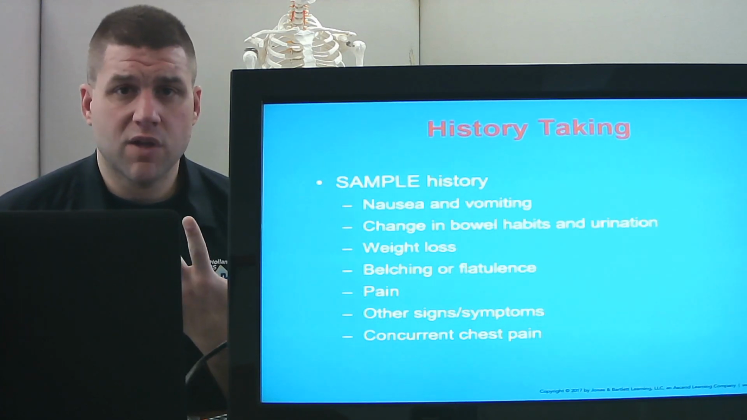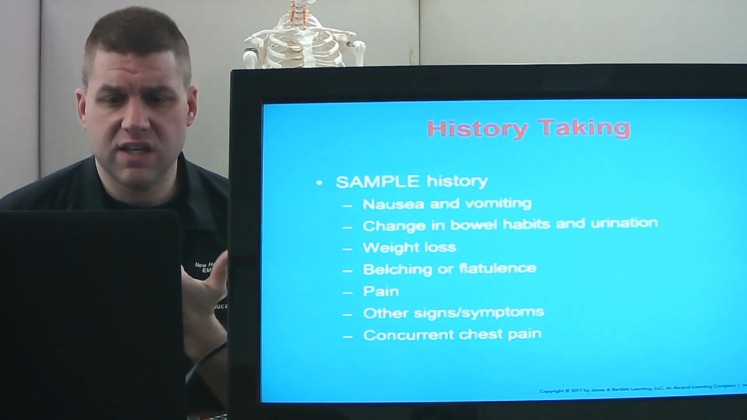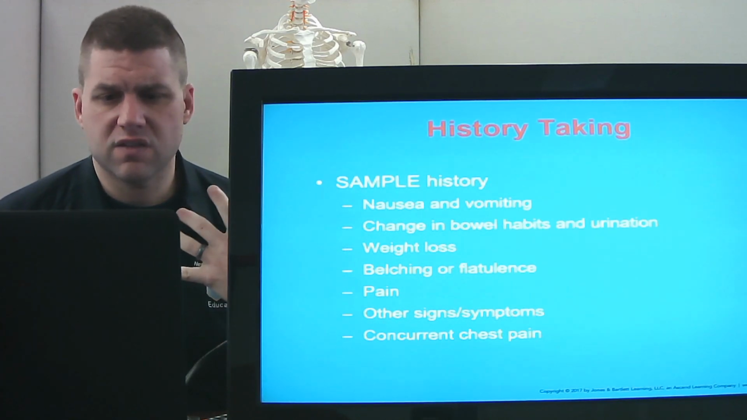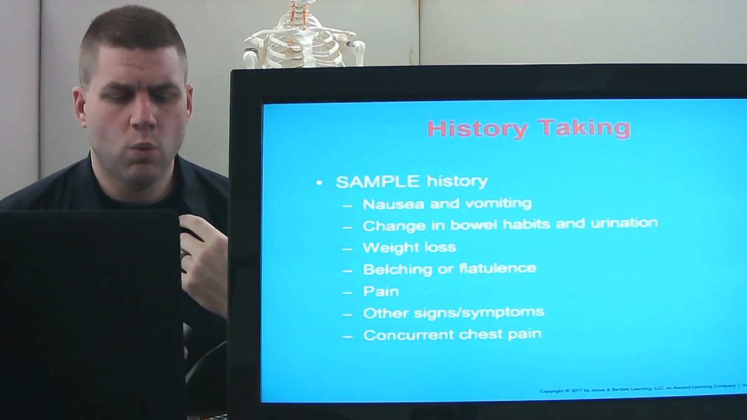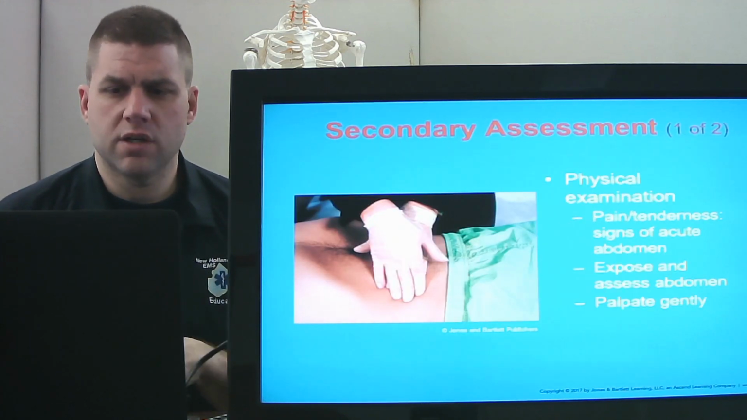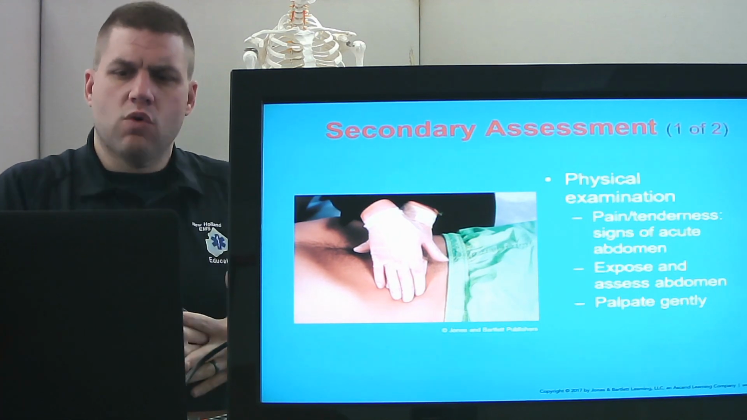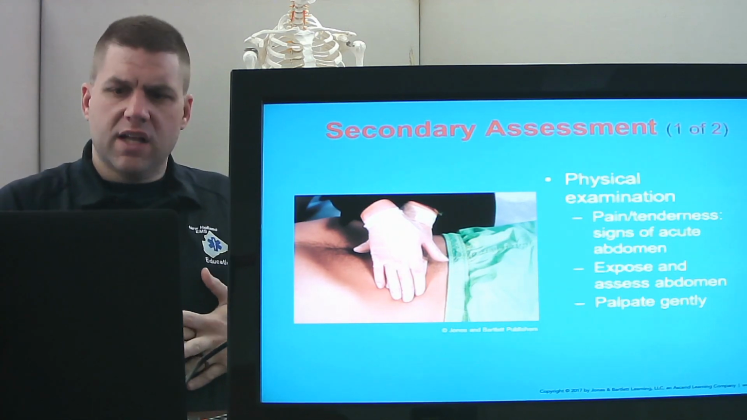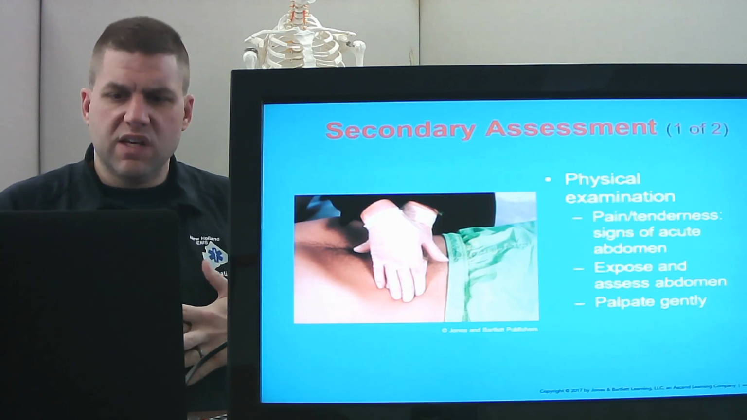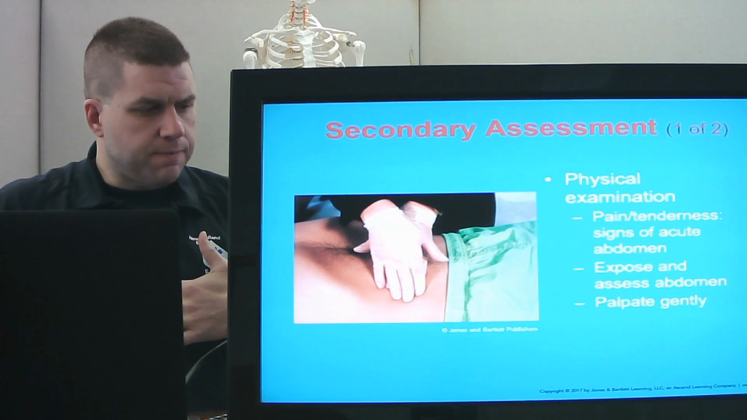Other signs and symptoms, are they pale, sweaty? Are they lightheaded or dizzy? Do they have chest pain along with this? Do they have shortness of breath? What do their vital signs look like? Physical examination, right? Palpating the abdomen. So what we're doing is we're looking or feeling with our hands for tenderness. We want to see what the abdomen looks like, so we need to expose it.